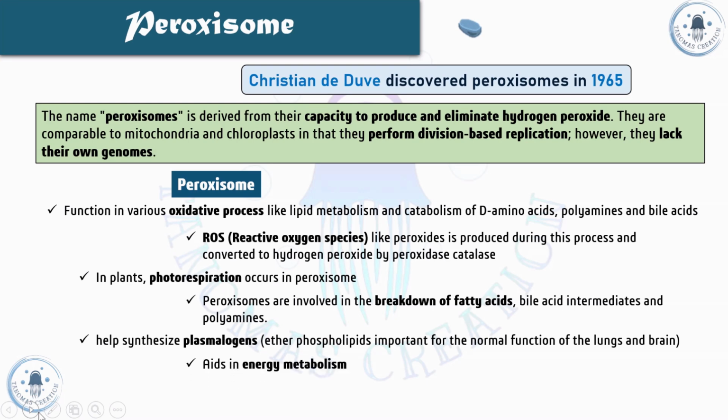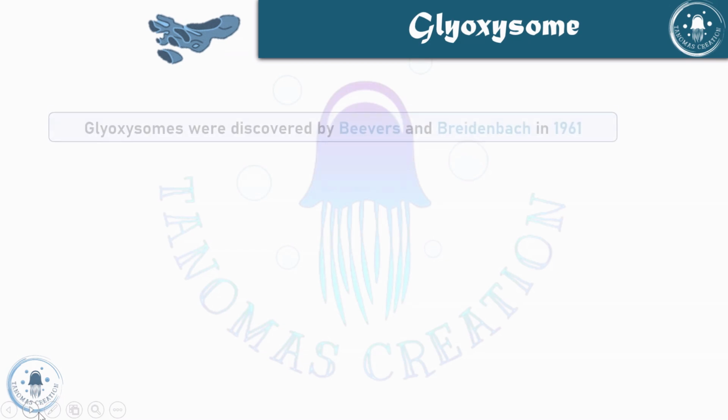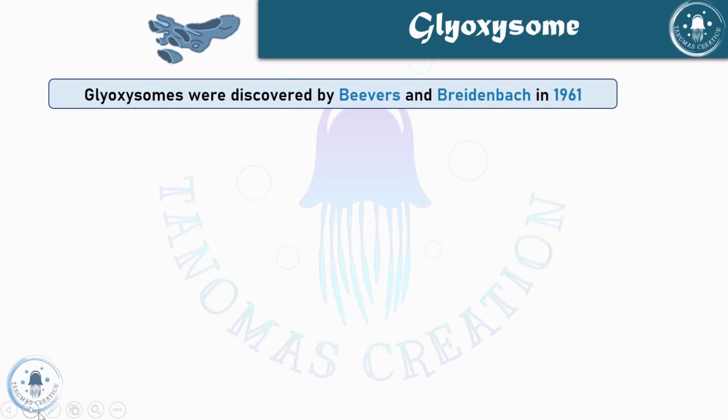It also aids in energy metabolism, provides antiviral protection, and is important for detoxification and recycling, as I said. So the peroxisome has a lot of functions, as we can see. Thanks to Christian de Duve, who discovered it in 1965. Now moving to the glyoxysome, the last organelle in our membrane-bound organelle list. It looks somewhat like this. It was discovered by Beevers and Breidenbach in 1961.